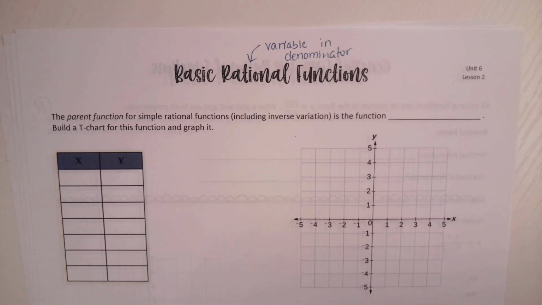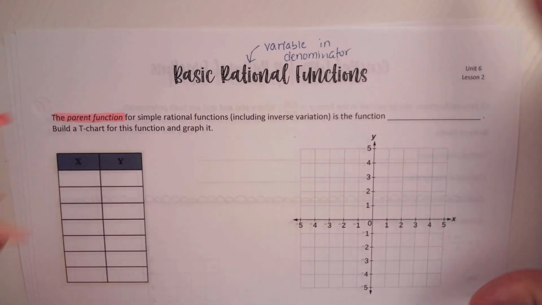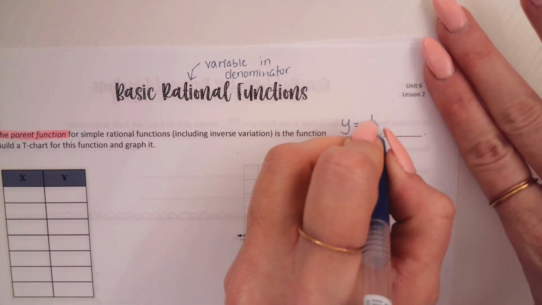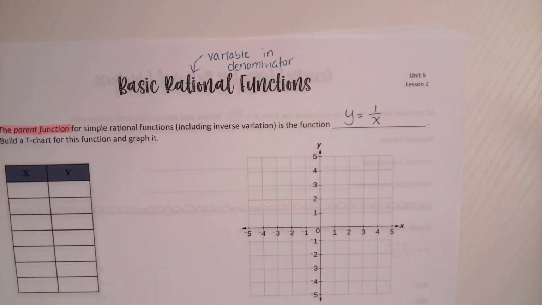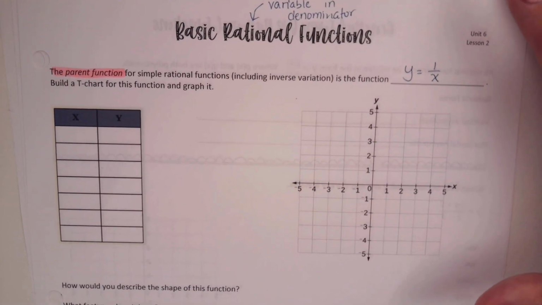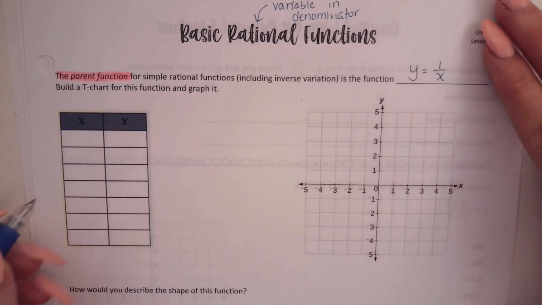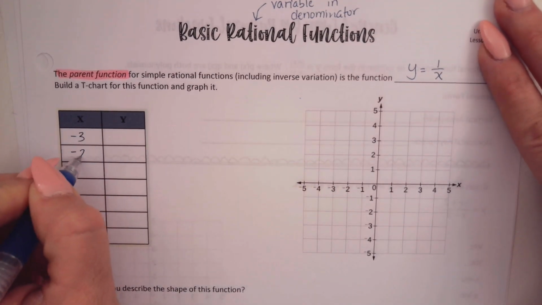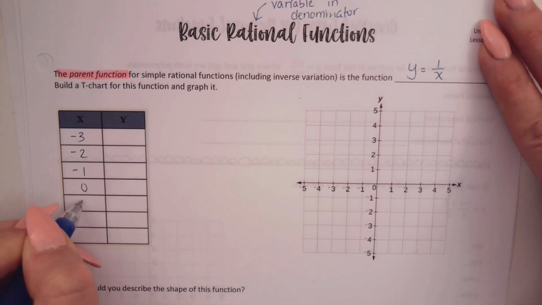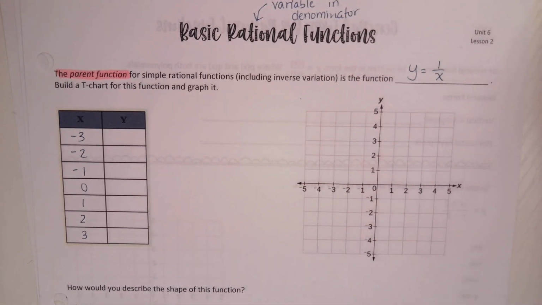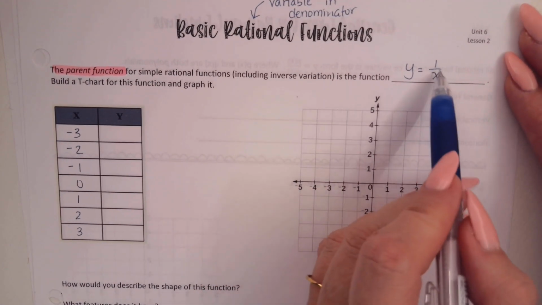Our parent function for a rational function is the function y equals 1 over x. This is the most basic one we can graph. It has no transformation, no left, right, up, downs. We're going to make ourselves a little table to graph it. So I'm going to pick some negative numbers, 0, and some positive numbers so that we get a good idea what this graph looks like.